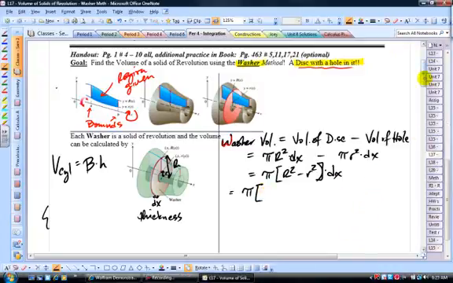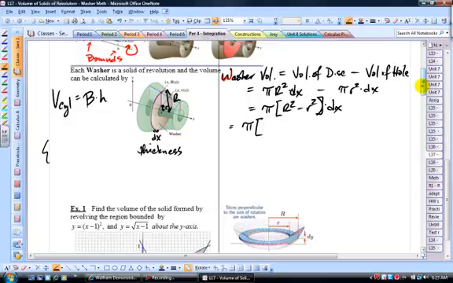Sorry about that, everybody. What we have here is pi times the outer radius squared, minus the inner radius squared, times its thickness, which is going to be some differential, dx. That's going to be the washer volume.